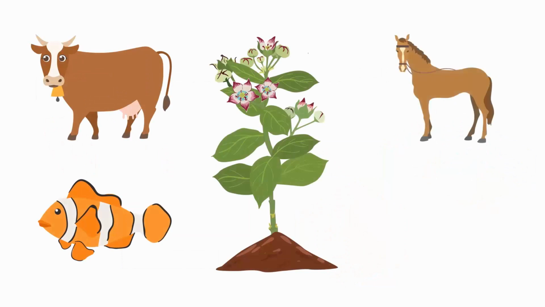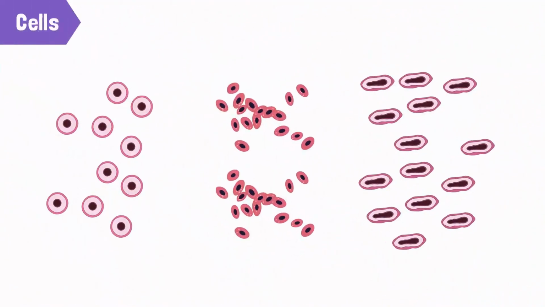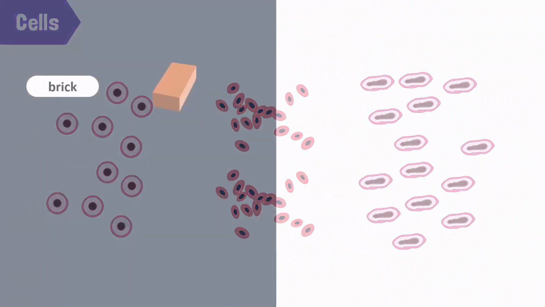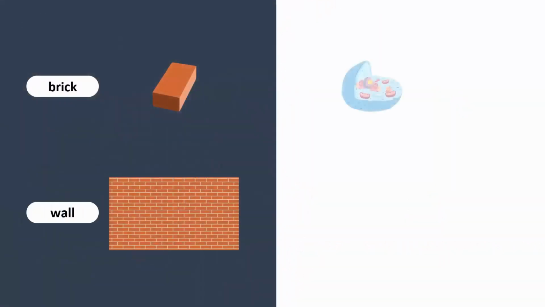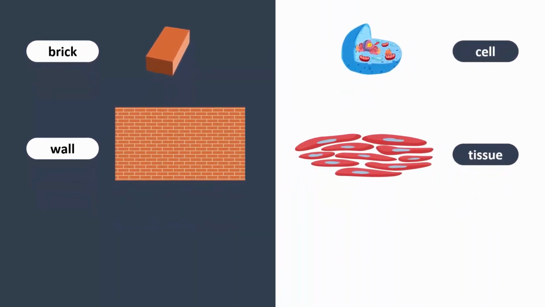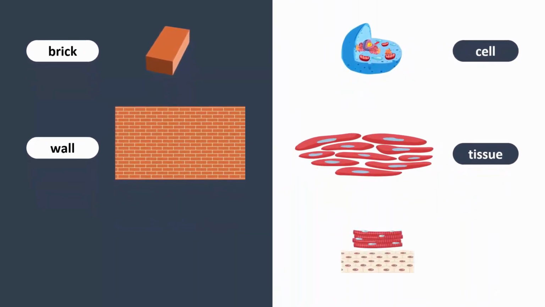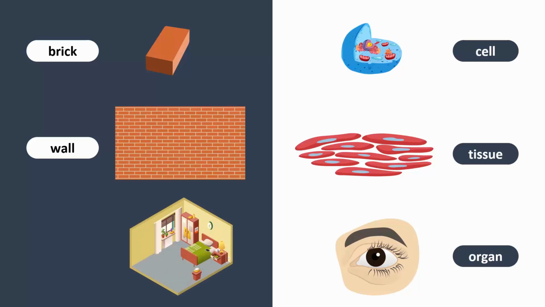Similarly, all living things are made up of building blocks known as cells. Just as bricks combine to form walls, similar cells that perform a similar function combine to form tissues. These tissues then combine to form an organ that completes a specific task, much like the walls make up a room for a specific function.